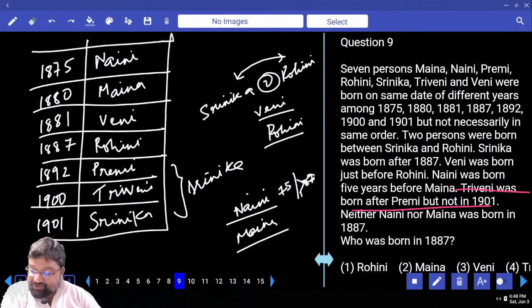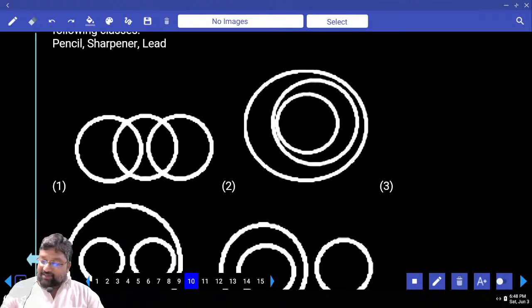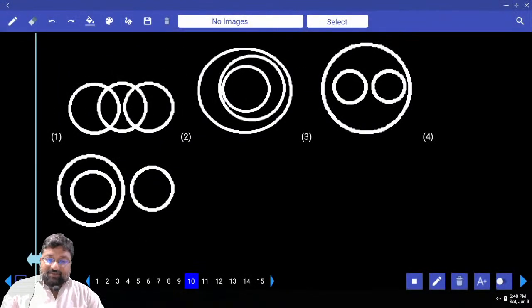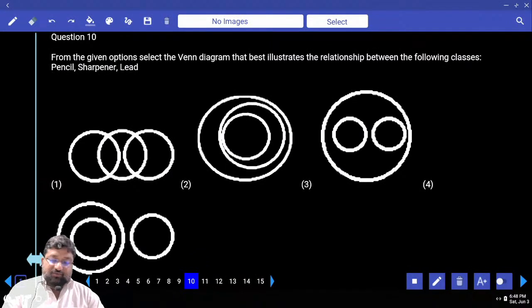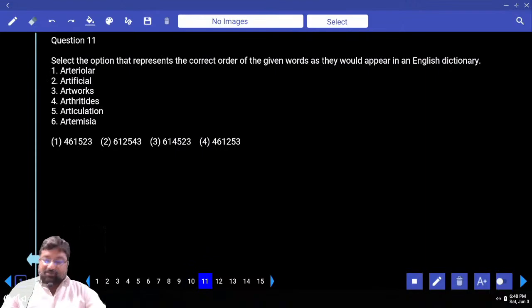So see first what the question is. Who is 1887? Rohini. Pencil, sharpener, lead. What's the answer? 4th option. Lead is part of pencil, but pencil and sharpener are 2 different things.